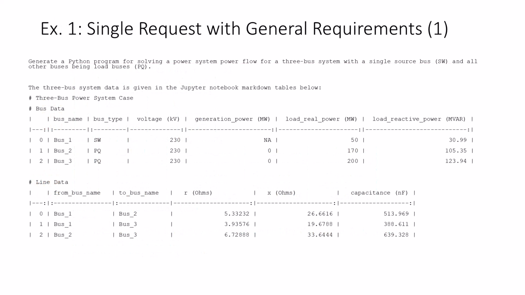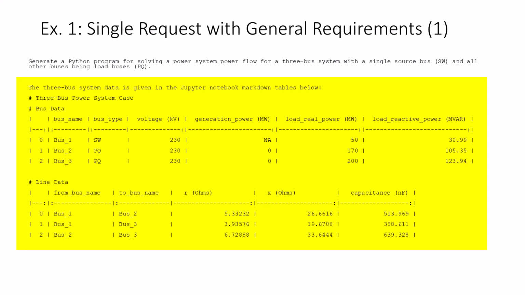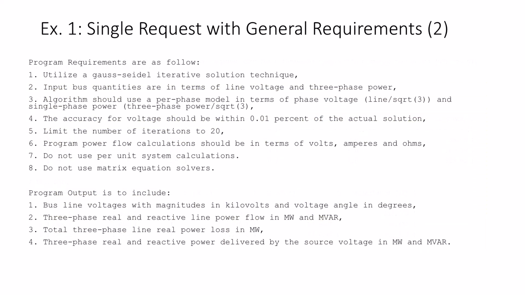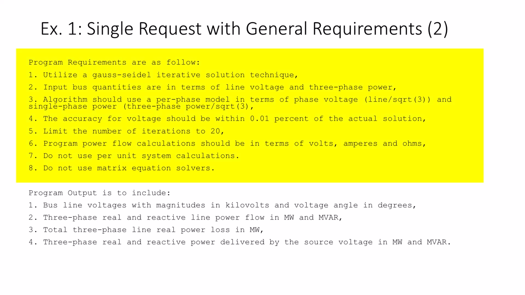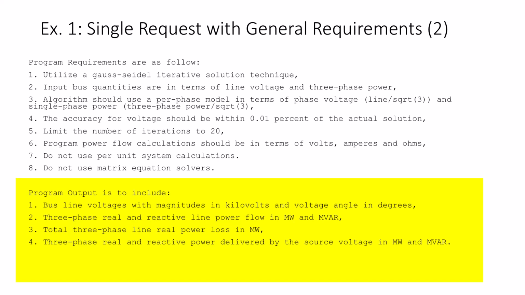In this first example, we will ask the AI tool to create a Python PowerFlow for a 3-bus power system. The first part of this request is focused on describing the bus and line data. Note we are providing system data in tables using Jupyter Notebook markdown format. Next, we append a set of general program requirements. These are general in the sense that we specify a Gauss-Seidel algorithm based on per-phase modeling. However, we do not provide a program flowchart or many algorithm details. The program outputs required are given in the very last section.